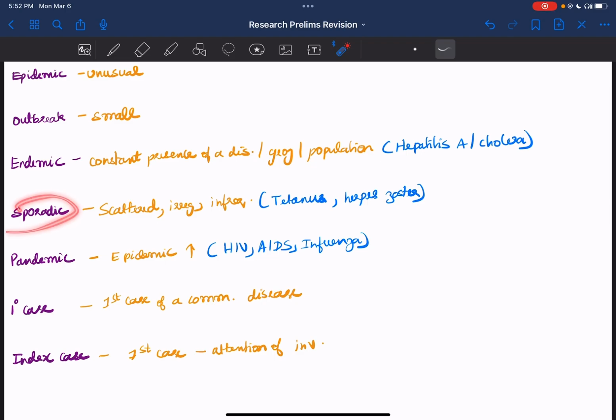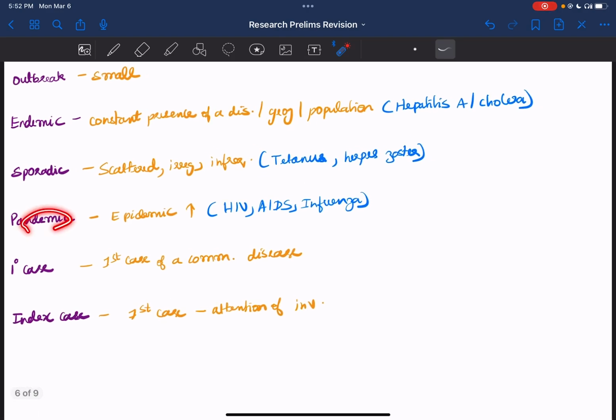Now, what is sporadic? Sporadic is something scattered, irregular, and infrequent. Examples for that are tetanus and herpes zoster. What about pandemic? As I said before, pandemic is the exaggerated version of epidemic in which the epidemic grows beyond borders. Okay, and examples for that are HIV/AIDS, influenza, and obviously the COVID-19 virus now.